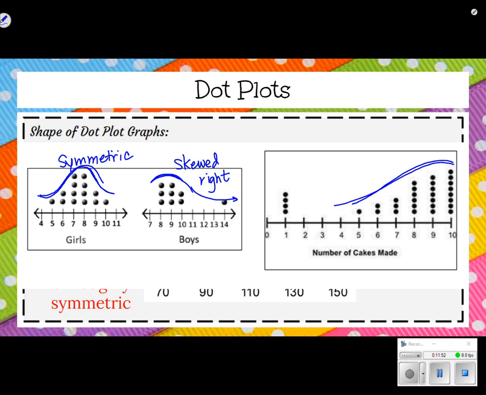All right, most of our number of cakes made, most of them are over here on the right. And then, yeah, we have 4 that say 1, but we have a smaller data set than this big chunk that we have over here. So this is going to be skewed. And the tail points to the left, so skewed left.